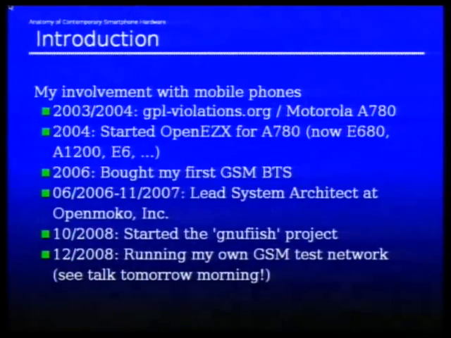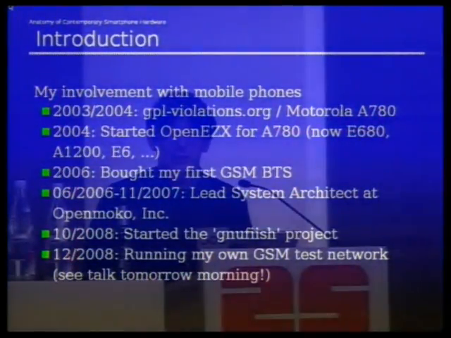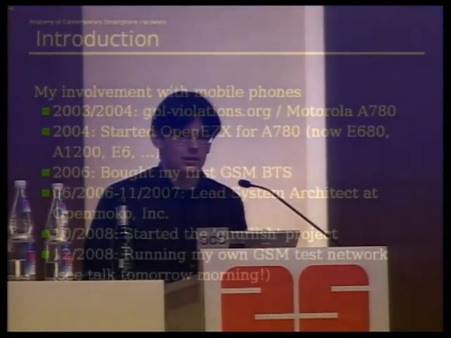In 2006, I had the opportunity to buy a GSM base transceiver station, which is something that I'm going to talk about tomorrow. I've been working for OpenMoko as lead system architect, which includes both the hardware and the system level software, for some time. And right now I'm working on a project which I call Glofish, which is about porting Linux to a certain series of devices designed and manufactured by a company called E-TEN. And right now I'm also running our own GSM test network in the hack center downstairs. See the talk tomorrow.